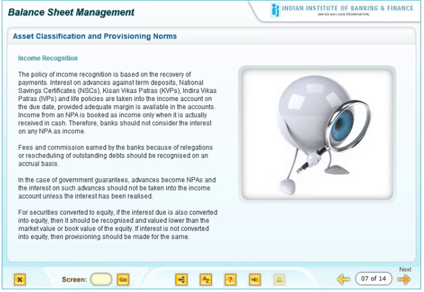Fees and commissions earned by the banks because of regulations or rescheduling of outstanding debts should be recognized on an accrual basis. In the case of government guarantees, advances become NPAs and the interest on such advances should not be taken into the income account unless the interest has been realized. For security converted into equity, if the interest due is also converted into equity, then it should be recognized and valued lower than the market value or book value of the equity. If interest is not converted into equity, then provisioning should be made for the same.